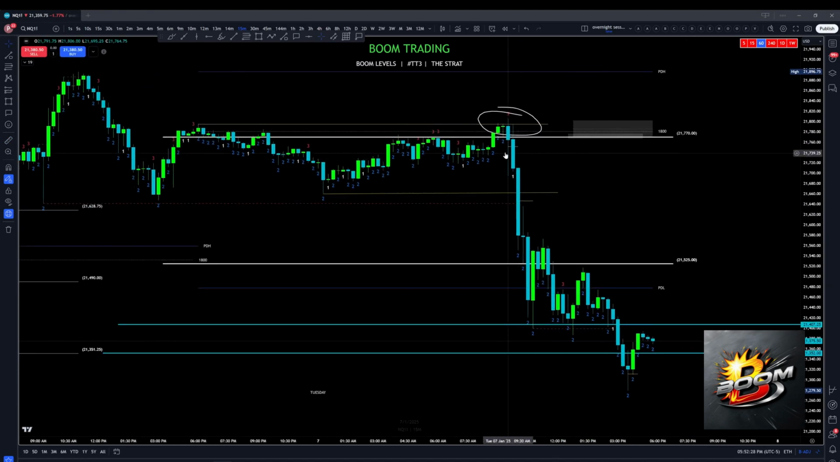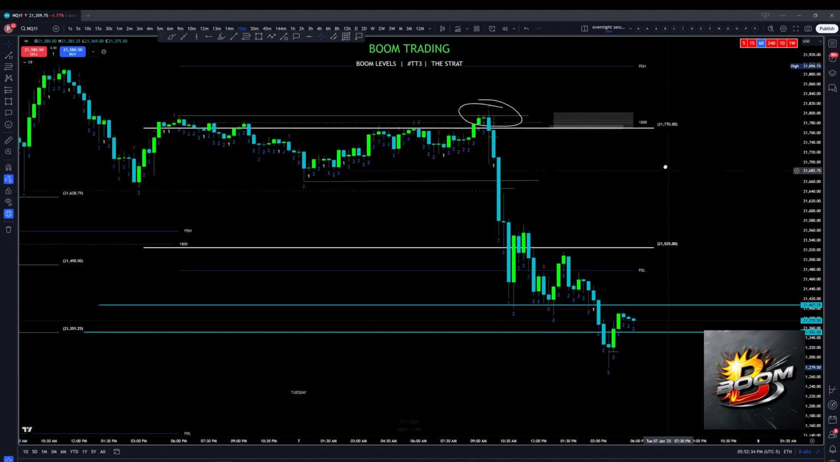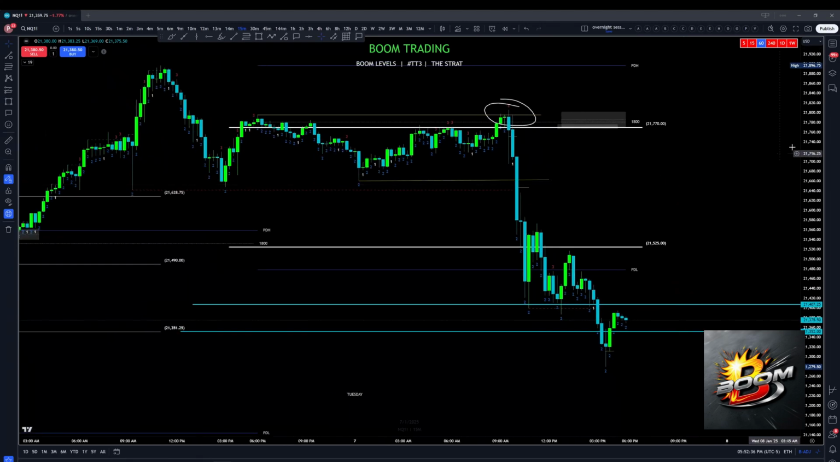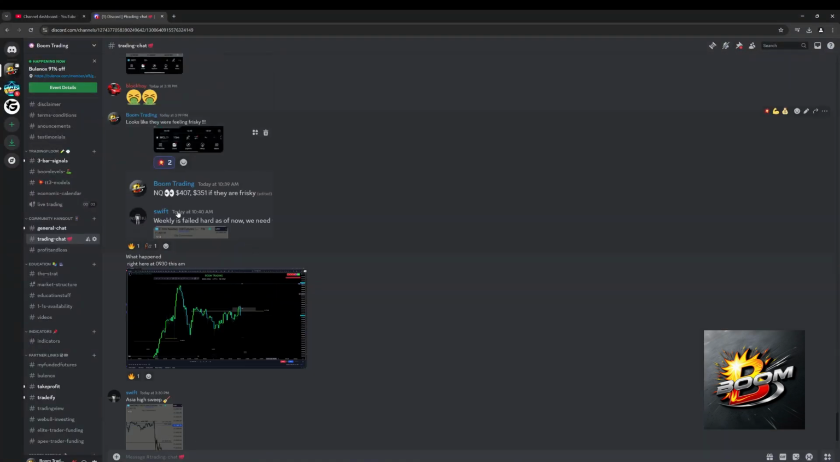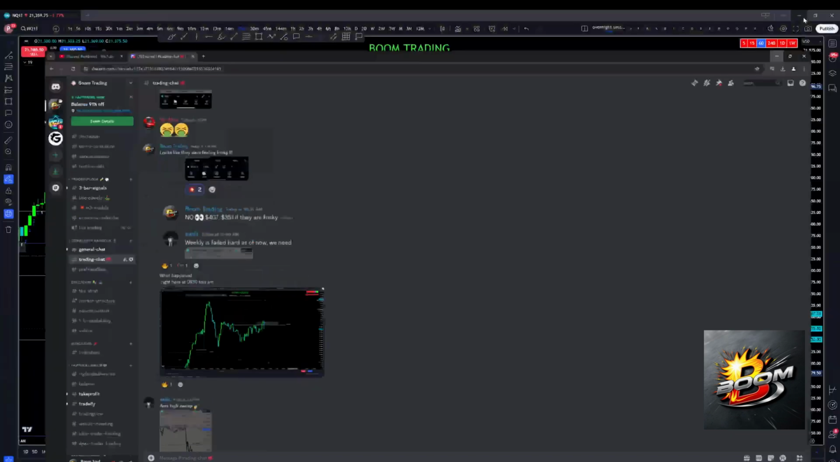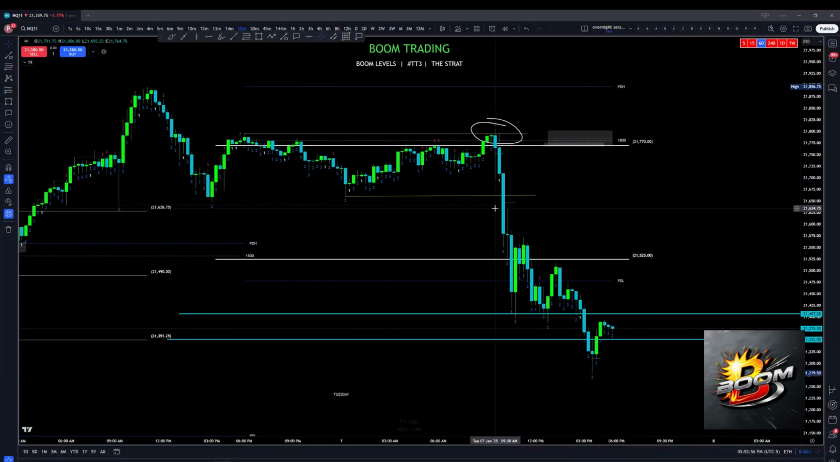Now, again, these are 15-minute candles, so we'd have to work our way in on lower time frames so that we don't get obliterated in drawdown in that sort of thing. So what happened? We came here in this Discord of ours, and let me find it real quickly. We said 407 and 351 if they're feeling frisky at 10:40 in the morning. I put that up. Okay, 10:40 in the morning.